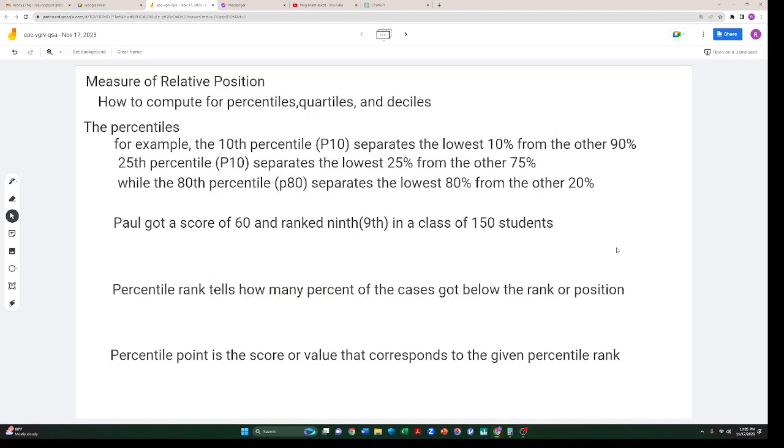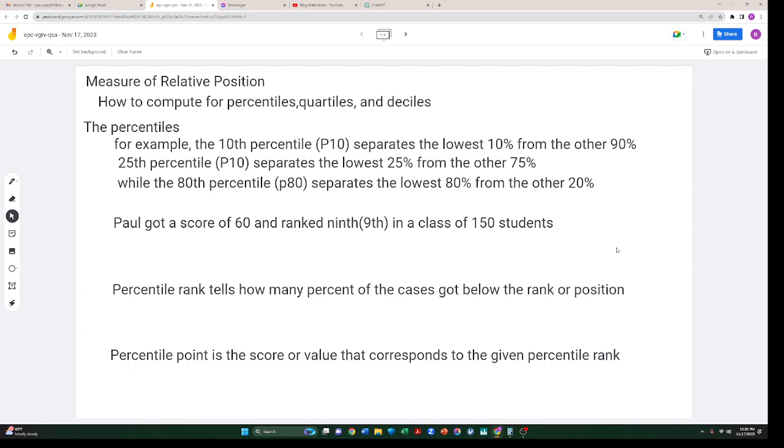Good evening, everyone. Last topic we discussed how to compute the grouped and ungrouped data in finding the mean, median, and mode. For today's video, we are going to discuss measures of relative position.